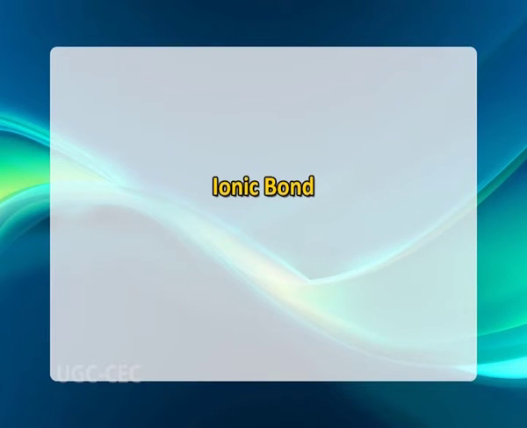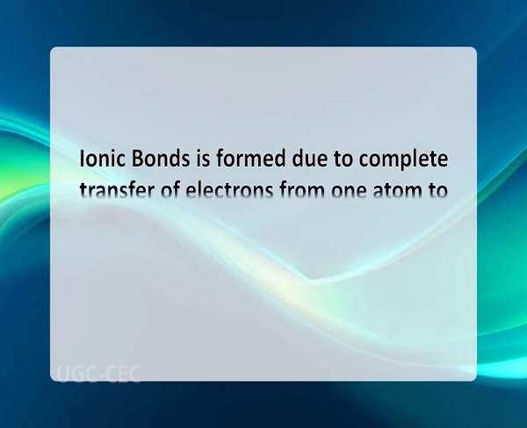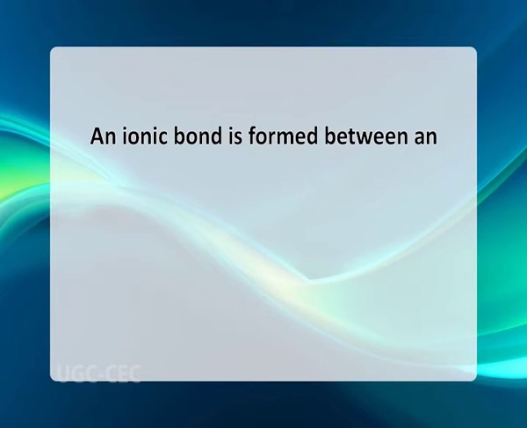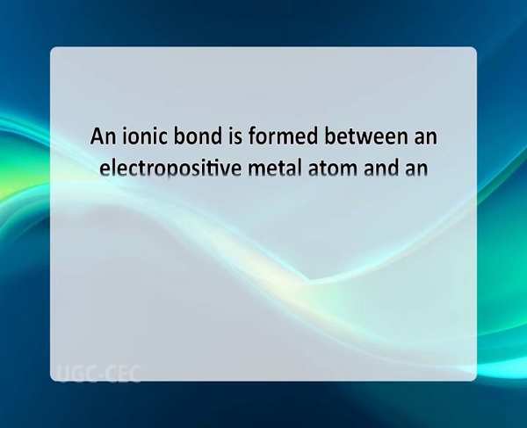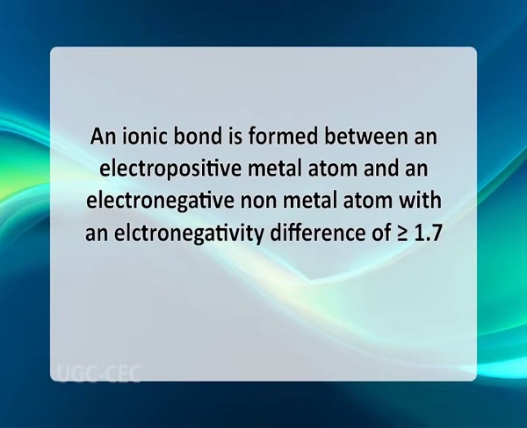Ionic bond. The ionic bond is the electrostatic force of attraction between two oppositely charged ions, that's a positively charged cation and a negatively charged anion. It is formed due to the complete transfer of electrons from one atom to another atom. An ionic bond is formed between an electropositive metal atom and an electronegative non-metal atom with an approximate electronegativity difference of 1.7 on the Pauling scale.